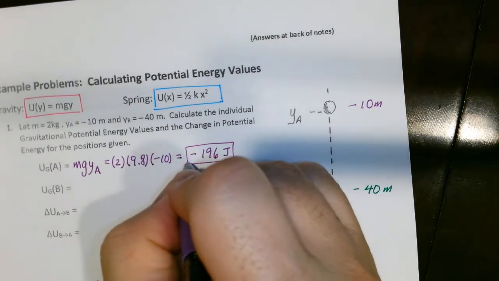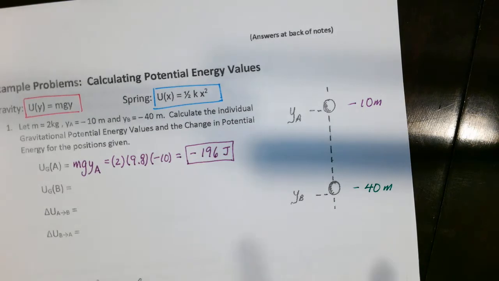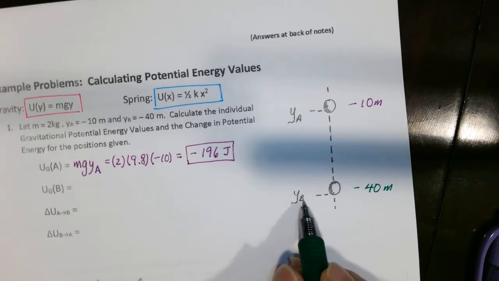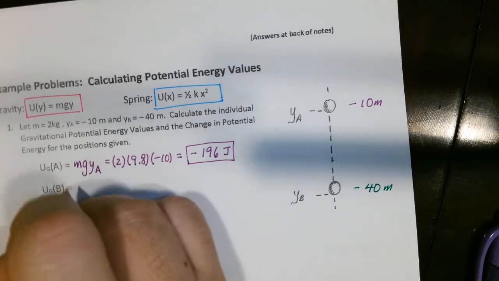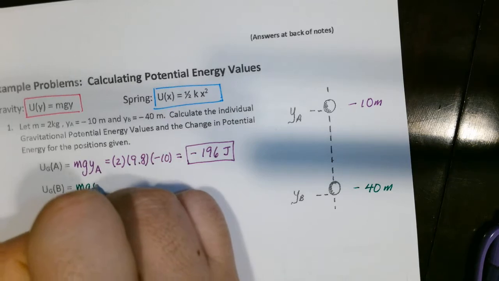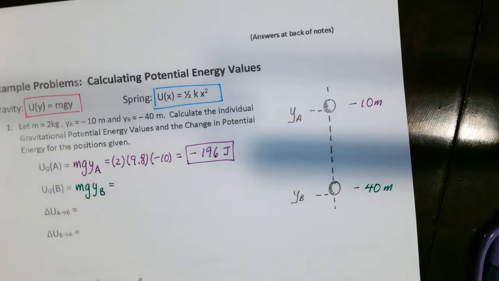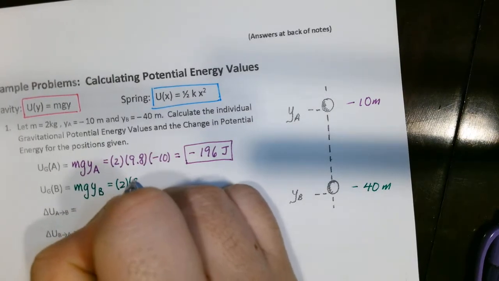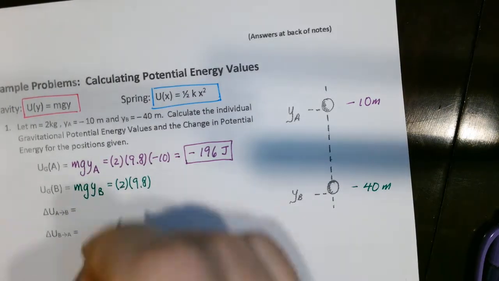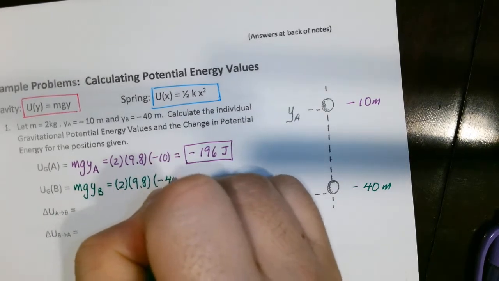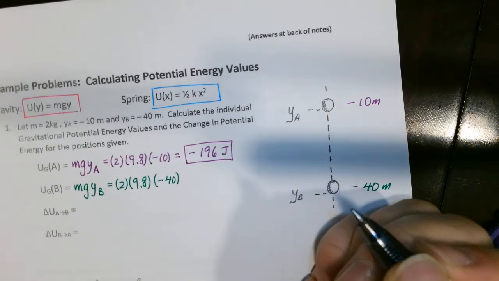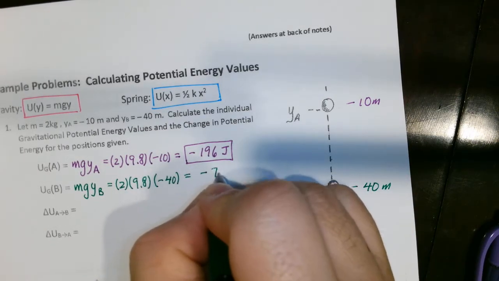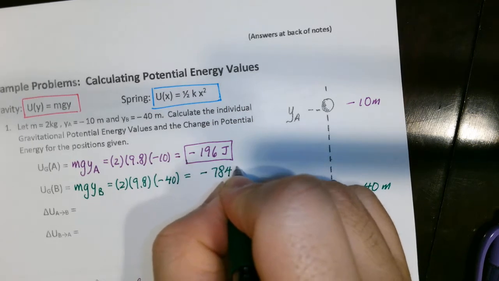Okay. Then it asks to find the potential energy at point B, which is YB. So mgYB. So here, we get 2 kilograms times 9.8 meters per second squared times YB, which is negative 40. And that, if you work it out, comes out to negative 784 joules.